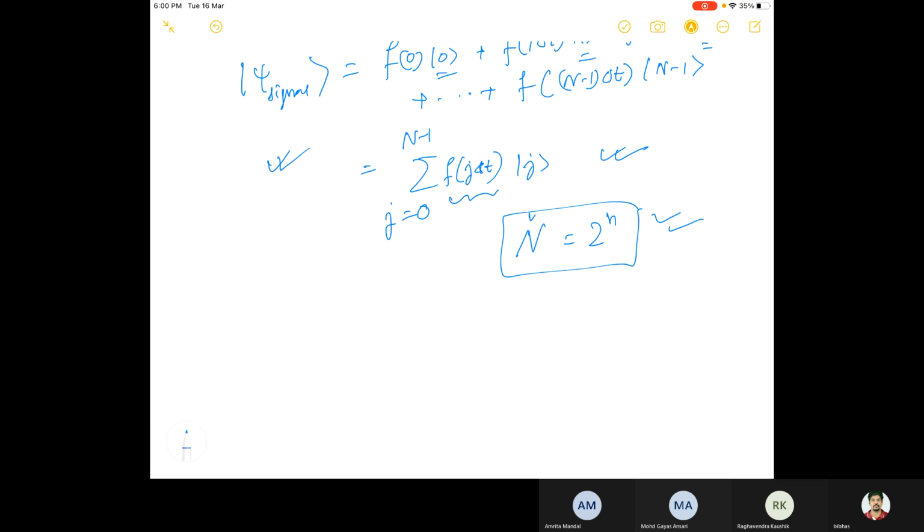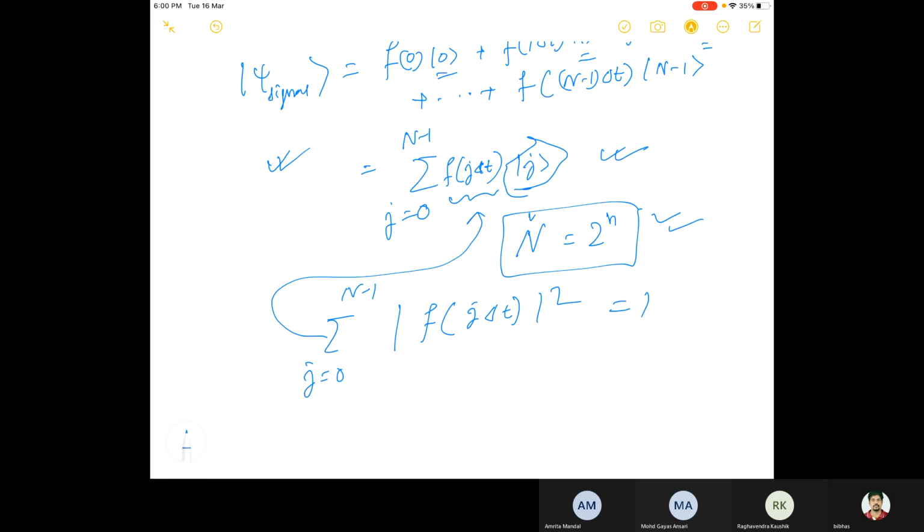So what is the norm of this? Because these are the basis elements here. I want this to happen, right? So the sum of mod of f of j delta t squared, j equal to 0 to n minus 1, should be equal to 1. But if it is not 1, I'll normalize this term for each of these, and then I can construct this quantum state.